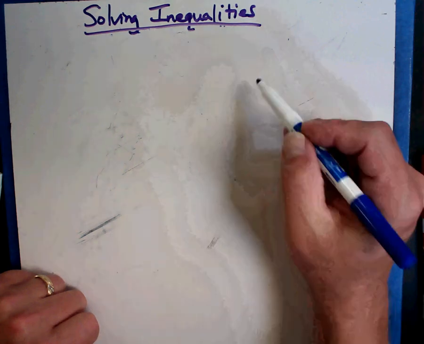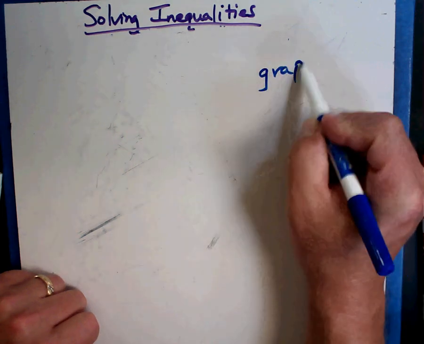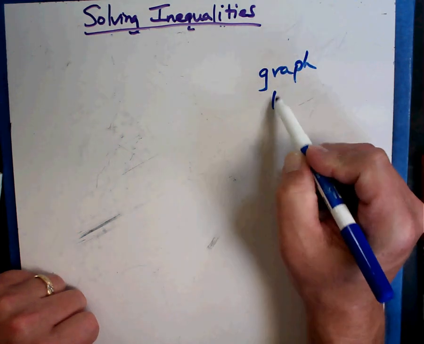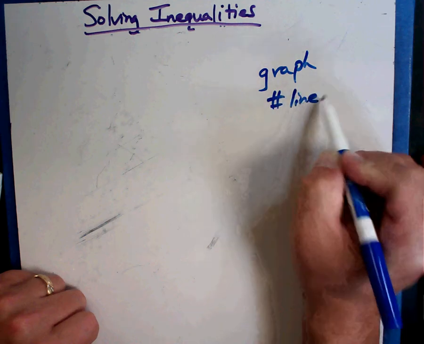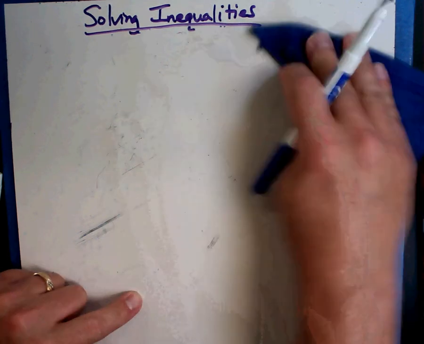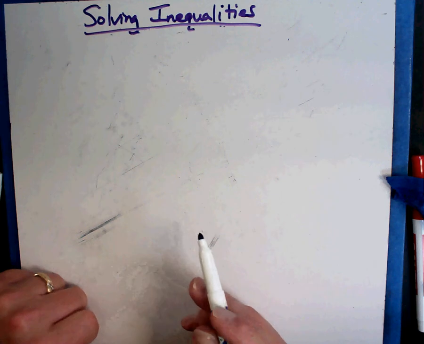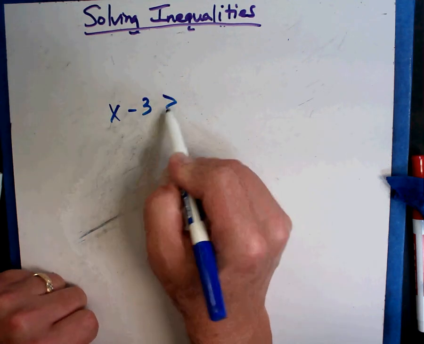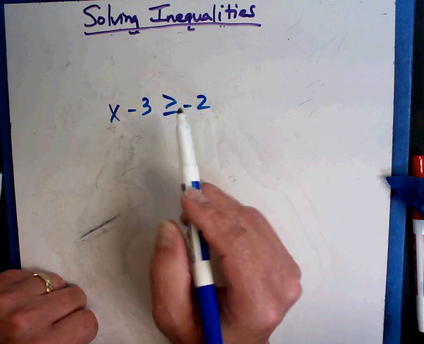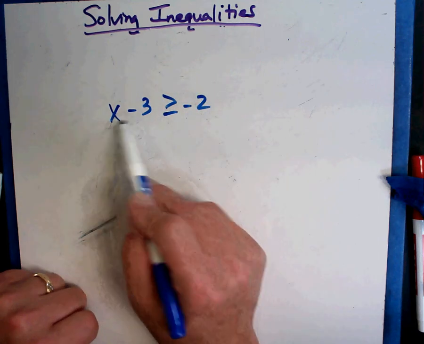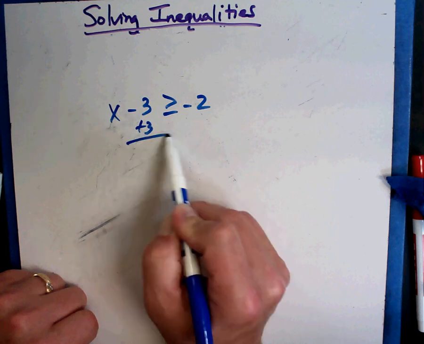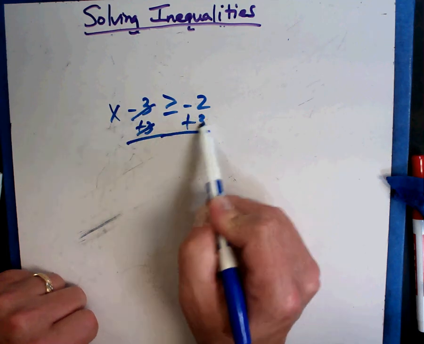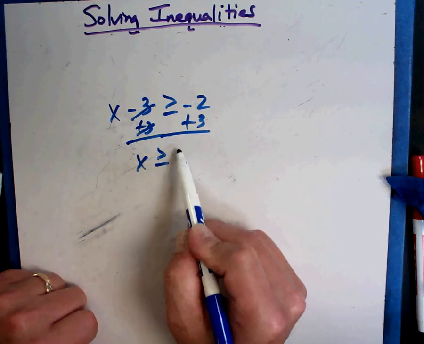Now, many times they want you to graph, or they want a number line of some sort that goes with your answer. So here's how we're going to do that. Let's say we had one like this: x minus 3 is greater than or equal to minus 2. When you solve this, leave the x, move the number to the other side. So x is greater than or equal to 1.